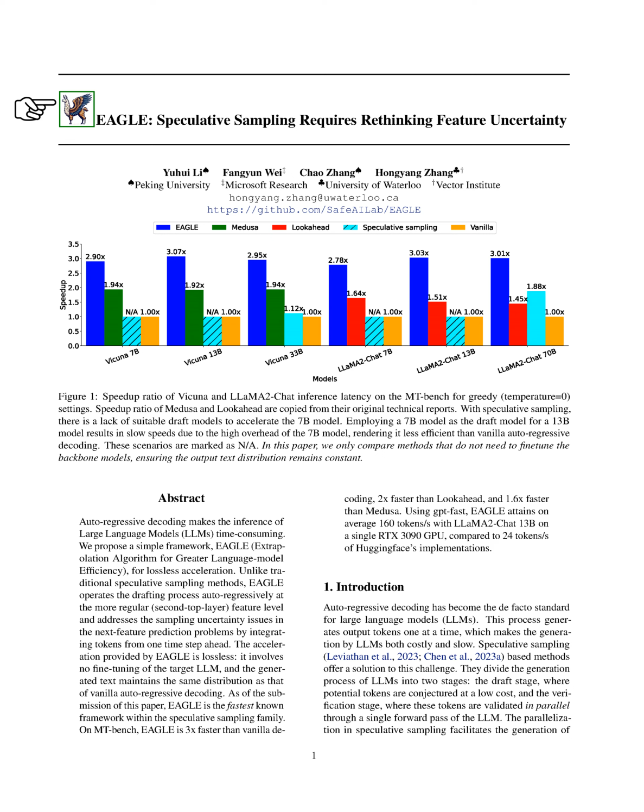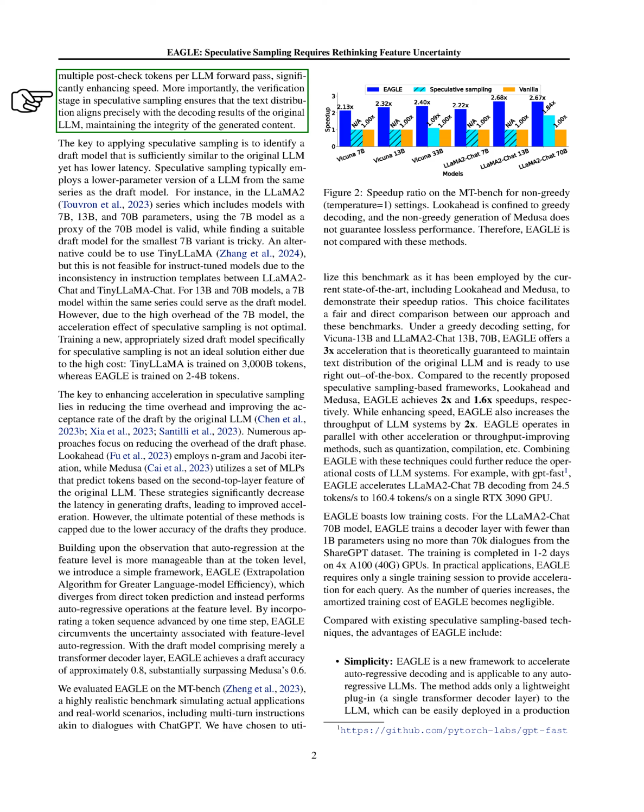Section 1 Introduction. We've been exploring how to make large language models, LLMs, generate text faster and more efficiently. Traditionally, these models create text one piece at a time, which can be slow and expensive. We found a promising approach called speculative sampling that speeds things up by breaking the process into two parts. First, guessing potential text pieces at a low cost, and then checking these guesses all at once. This method not only speeds up the process but also ensures the quality of the generated text remains high.